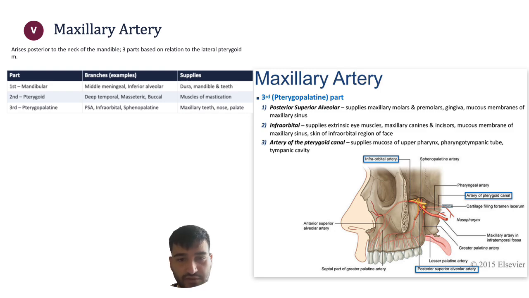And we can even take a look at the pictures here. So you can see that what we're discussing here, I call it the pterygopalatine part, is the third part. So we have the posterior superior alveolar, which kind of runs with the PSA nerve. And then the infraorbital, going with the infraorbital nerve. And it's kind of confusing because maxillary artery branches are not running at the same level as the V2 maxillary nerve.